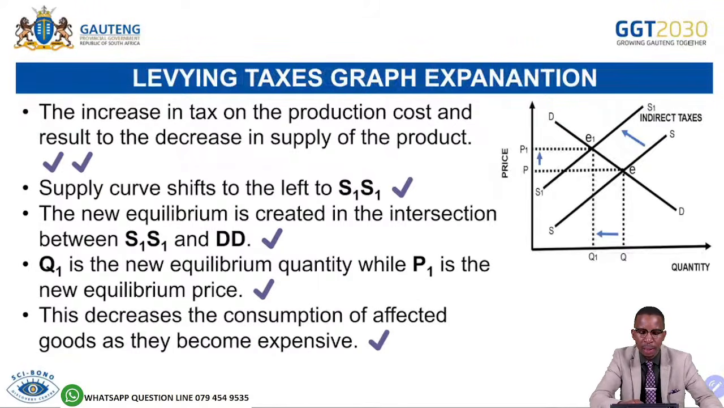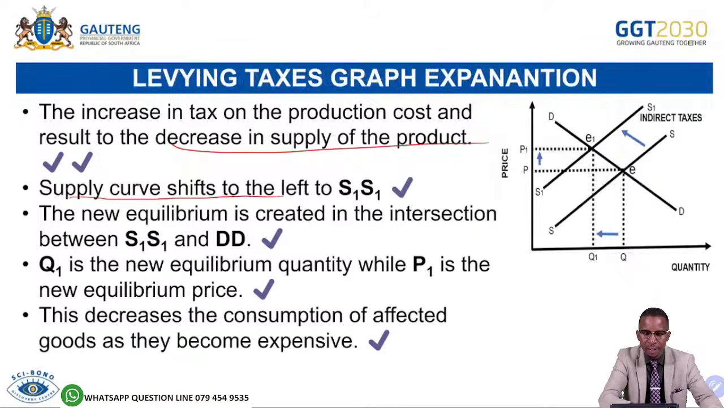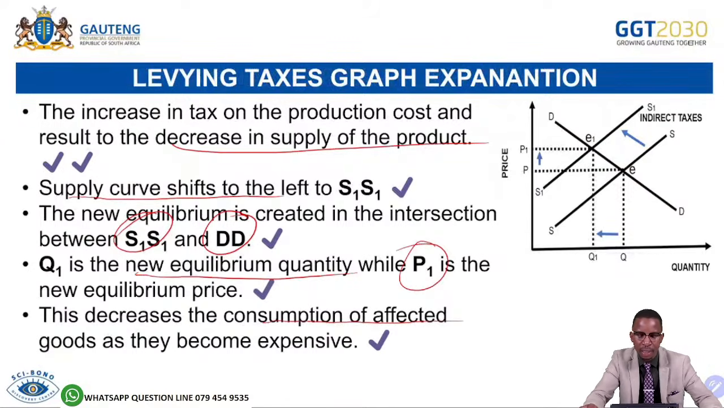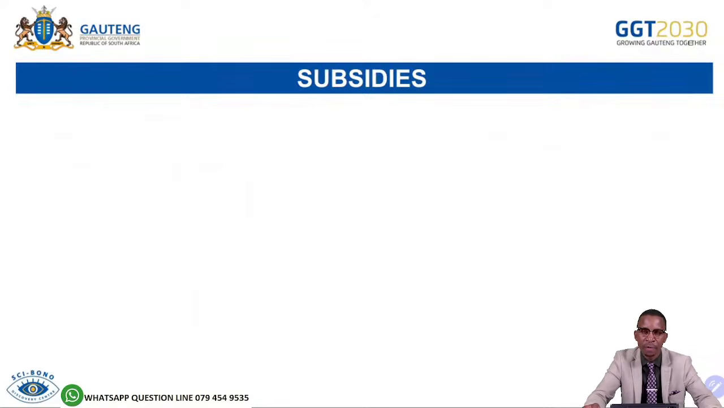The increase in tax on the production cost results in the decrease in supply of the product. The supply curve shifts from right to the left, from S to S1. The equilibrium point is created where S1 meets DD. Q1 is the new equilibrium quantity, while P1 is the new equilibrium price. This decreases the consumption of affected goods and services because they become more expensive.